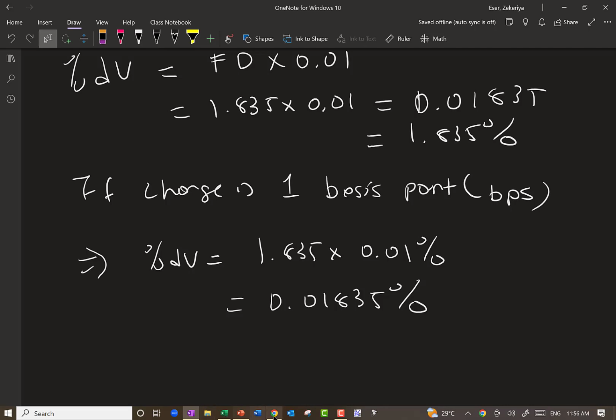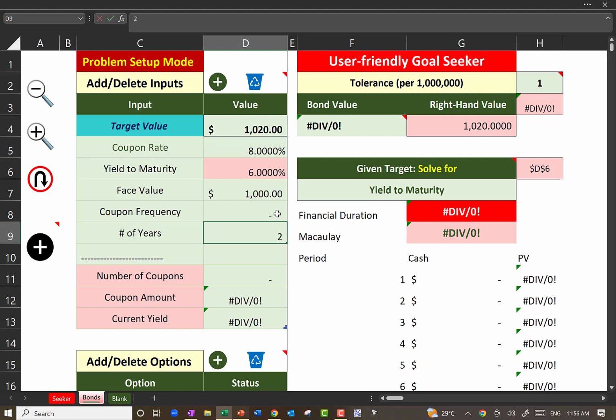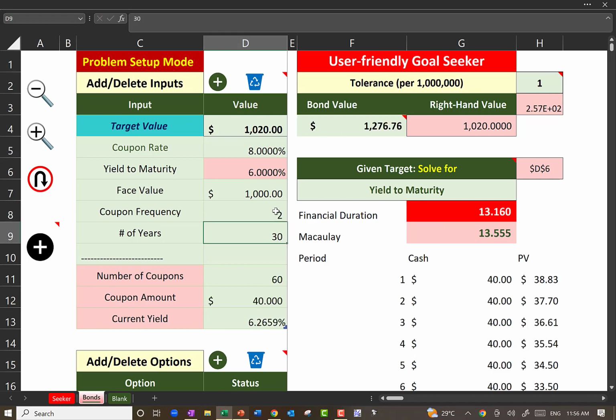Okay. See how big the difference is? For a 30-year bond, if interest rates go from, let's say in this case, 6% to 7%, approximately the bond is going to lose over 13% of its value. If interest rates go from 6% to 6.01, it's going to lose 0.13% of its value, and so on. But for a 2-year bond, we didn't have that.